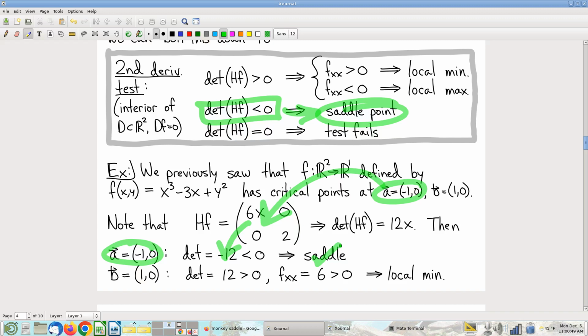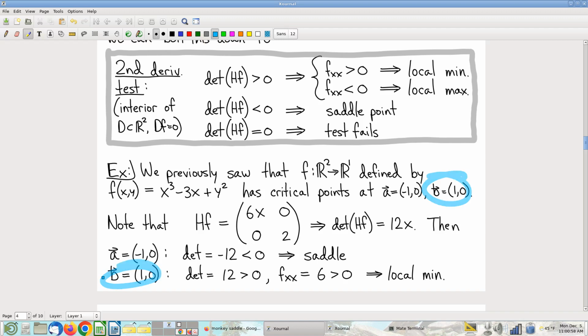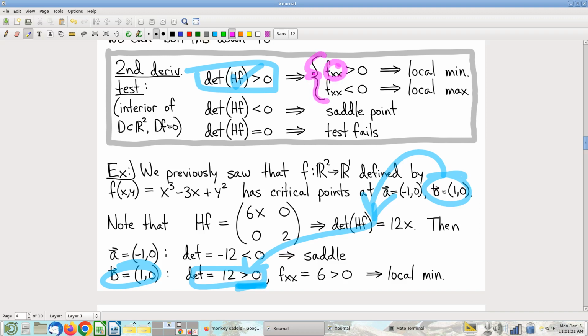Okay. All right. Now let's look at the other point. Looking at (1, 0) now, and again, I've got to plug into the Hessian determinant, see what happens, and plugging this in, I get positive. Positive means now I've got to next look at the fxx, the top left entry, in other words, of that Hessian matrix, and see, is that positive or negative?